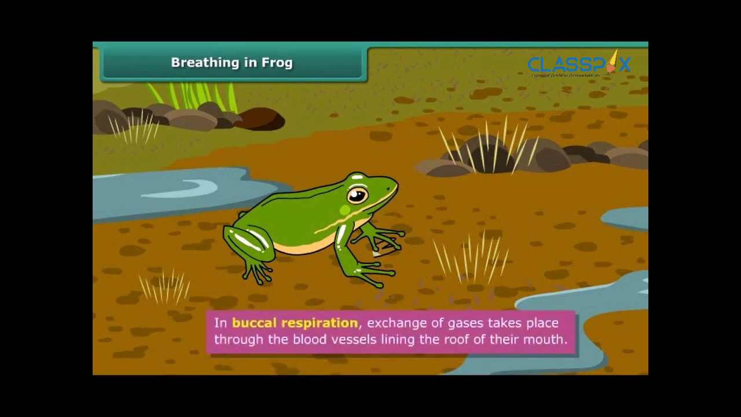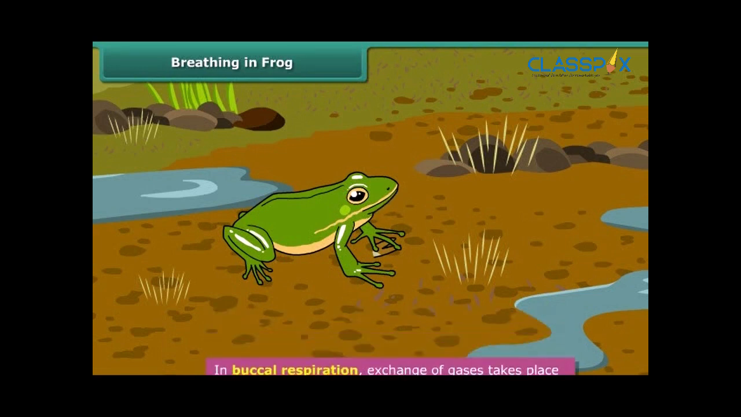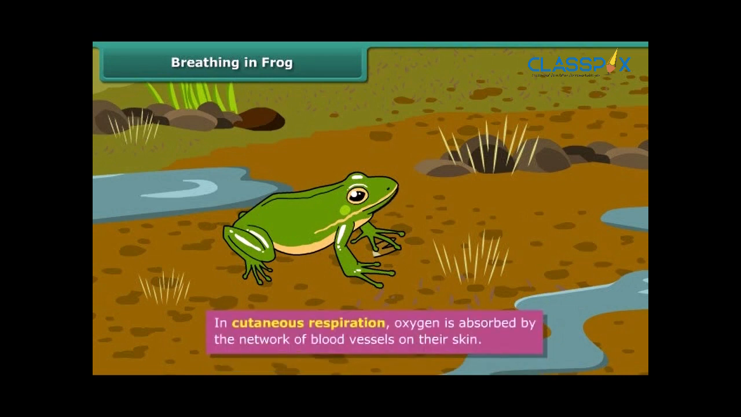In buccal respiration, oxygen is absorbed and the blood vessels that line the roof of their mouth expel carbon dioxide. During this process, the passage to the lungs remains closed. In cutaneous respiration, oxygen is absorbed by the network of blood vessels on their skin. This respiration is effective only if their skin is moist. This technique of respiration is used by frogs on both land and water.